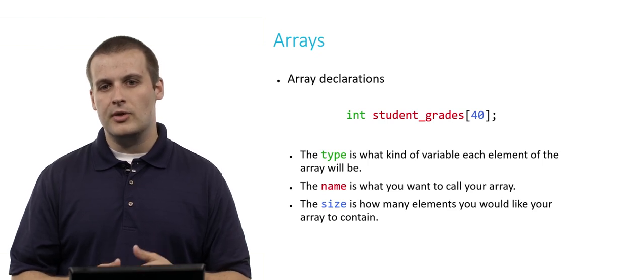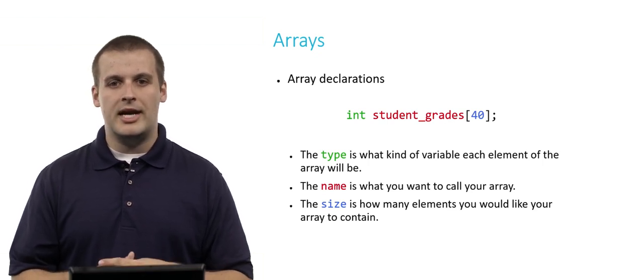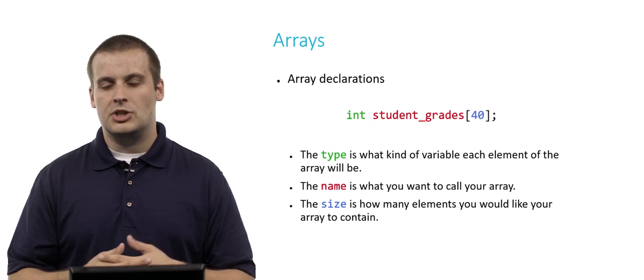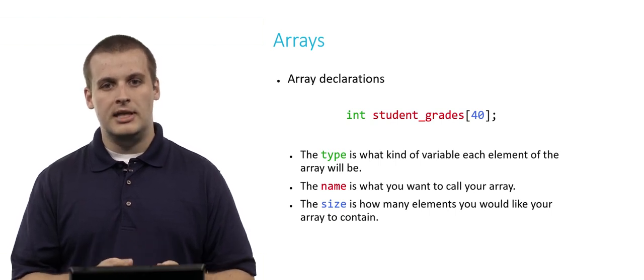Pretty self-explanatory. Lastly, size, which goes inside of square brackets, is how many elements you would like your array to contain. How many integers do you want? How many floats do you want? So for example, int student_grades[40]. This declares an array called student_grades, which consists of 40 integers. Pretty self-explanatory, I hope. Here's another example. double menu_prices[8]. This creates an array called menu_prices, which consists of room in memory for 8 doubles.